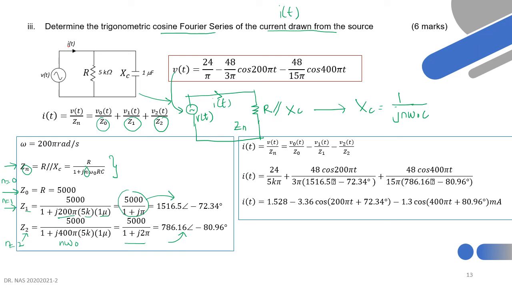So this is your V0. This is your V1(t). And next is V2(t). Okay, so you need to divide with the impedance, the calculated impedance. So this is your V0, this is your V1, and this is your V2. So the final answer of the cosine Fourier series of IT, so this is in cosine form, Fourier series of IT is this equation in milliampere.